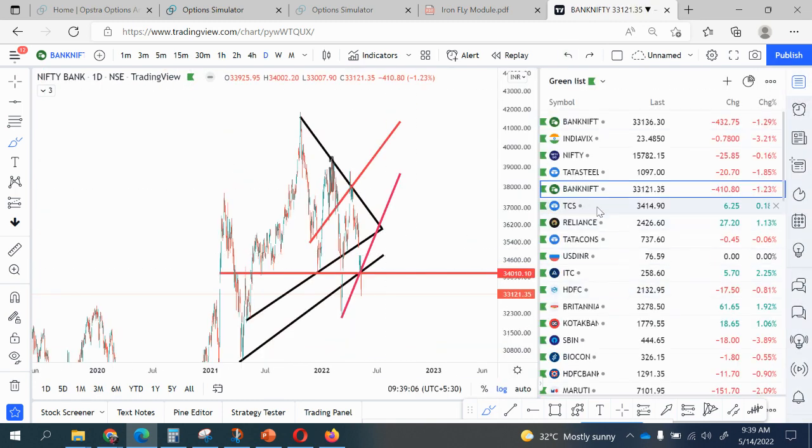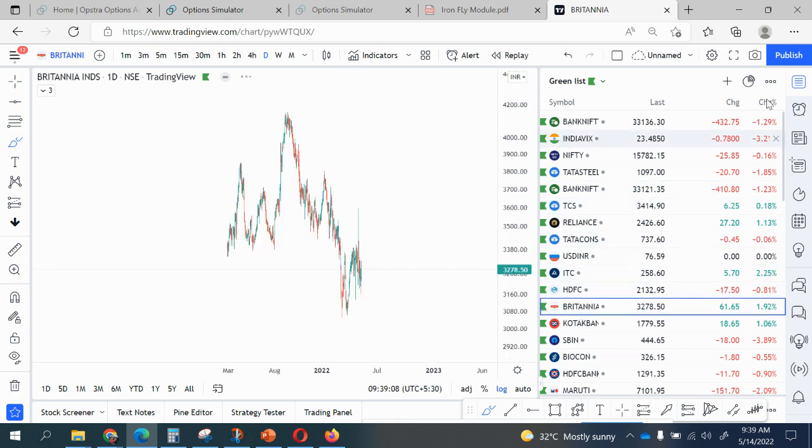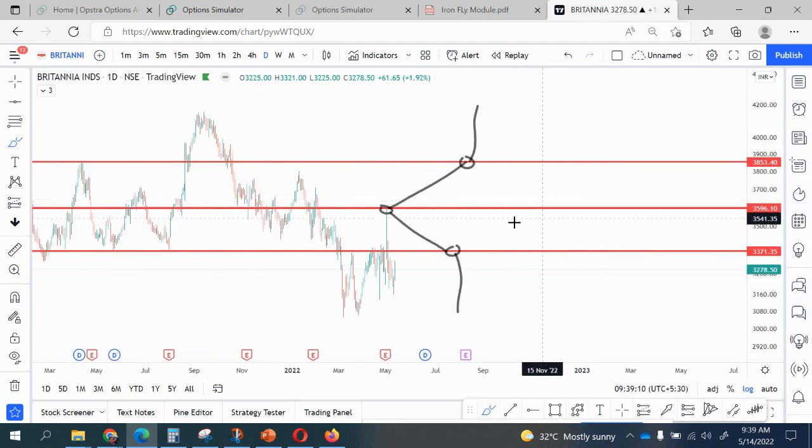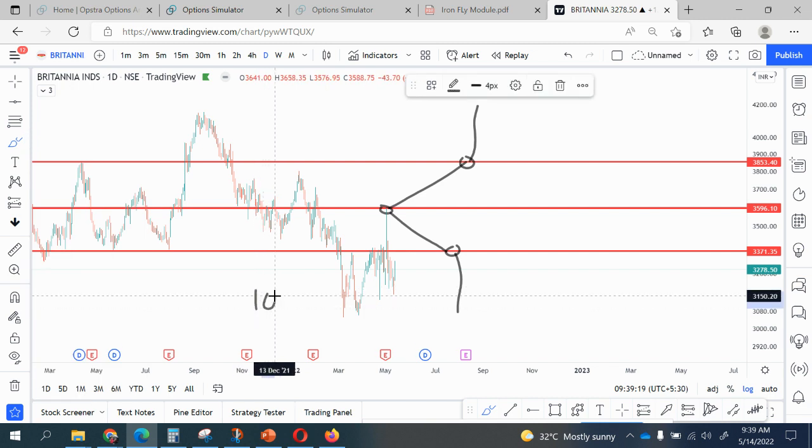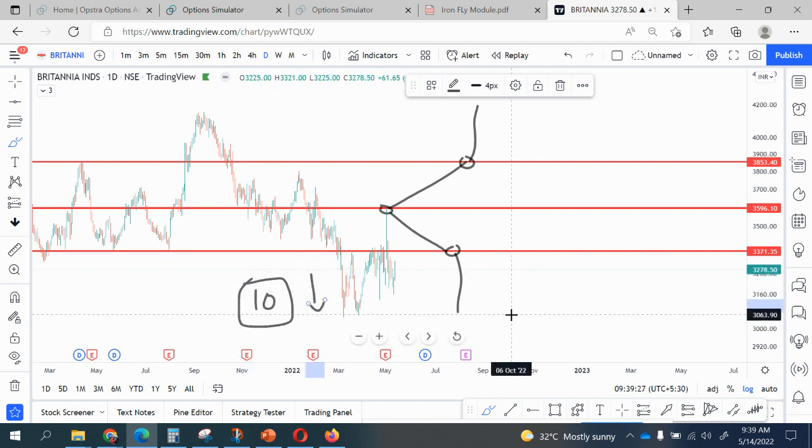I'll go to Britannia. Let's assume this is a very good area for you to deploy the iron fly, but your VIX is at 10. There is no point in going for an iron fly, because at a VIX of 10 you'll get very low premium. Low premium means your iron fly will be like this. You will not have much range. With a move of 0.5 or 1%, you'll end up in losses.